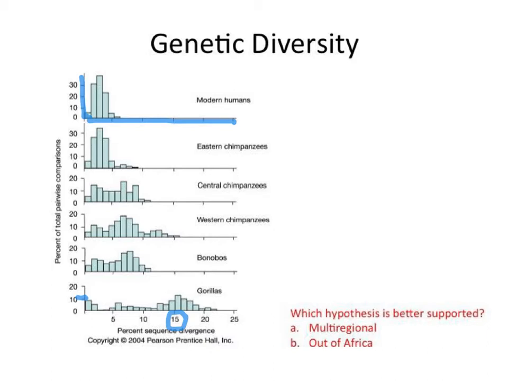Now we can also tell that some of the gorillas' genes were as much as 22% different between individuals. Now in humans, all of the genes they compared up here were less than 6% different between any two individuals. We can even see that between all the subspecies of chimpanzees, there is more diversity between them than between any two humans. Now use this information to help you decide which hypothesis is best supported.